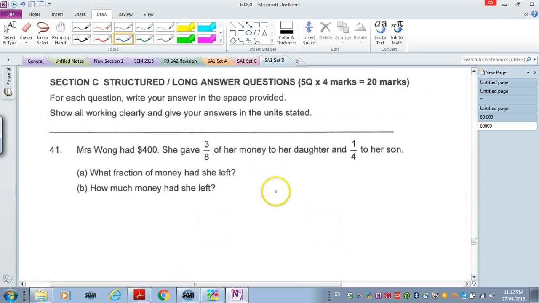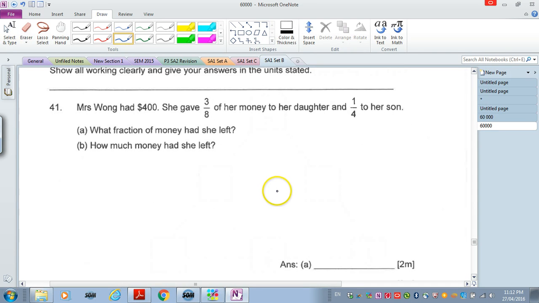Let's look at section C. Mrs. Wong had $400. She gave 3/8 of her money to her daughter and 1/4 to her son. What fraction of her money had she left? Let's write down our information. So at first, she had 400. She gave to her daughter. So the daughter gets 3/8 and the son gets 1/4.